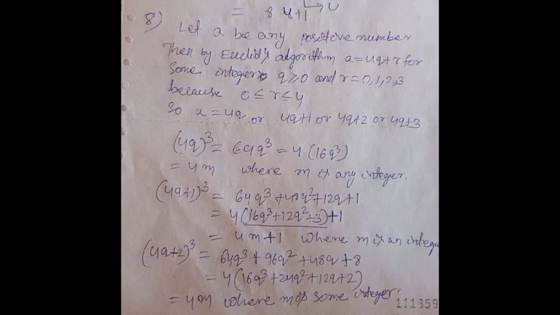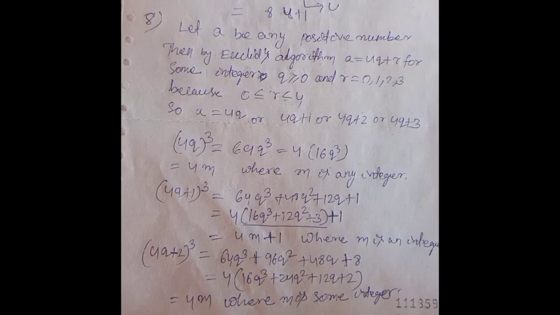Then (4q+2)³ is equal to 64q³ + 96q² + 48q + 8. After taking 4 common, it will be 4(16q³ + 24q² + 12q + 2). It is in the form of 4m, where m is some integer, m equal to 16q³ + 24q² + 12q + 2. In three cases, it is in the form of 4m + 1, 4m and 4m.